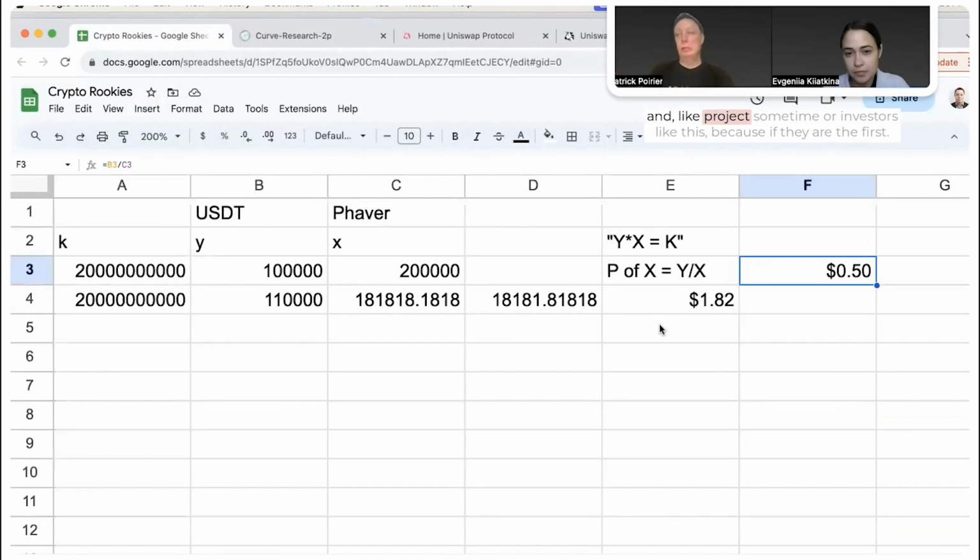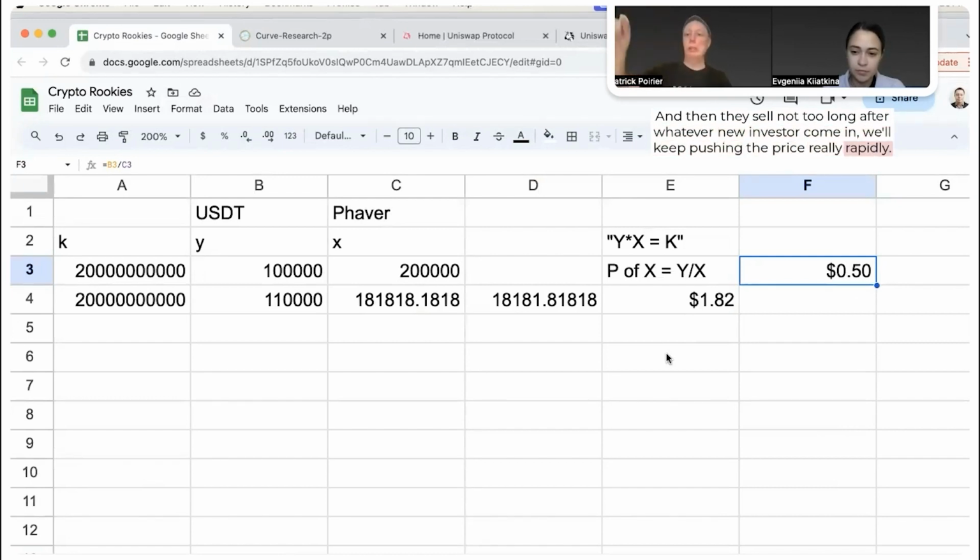And some projects like investors like this, because if they are the first and then they sell not too long after, whatever new investors come in will keep pushing the price really rapidly. So some projects can experience 10,000% growth in a month, but it's just because that pool is small. So to me, that's really artificial, because I'll show you what happened next.